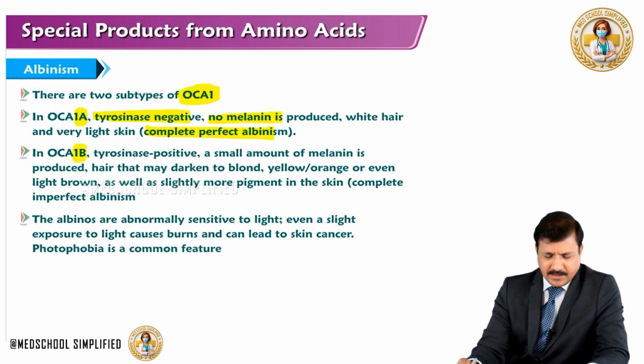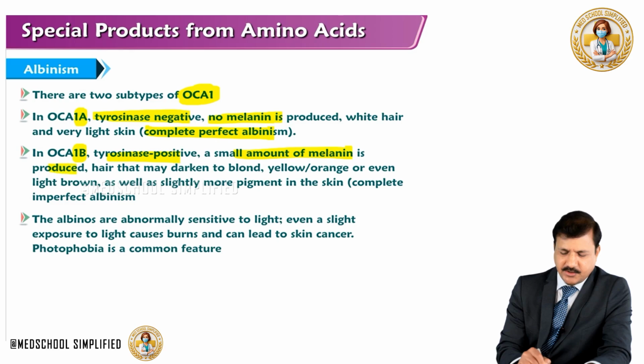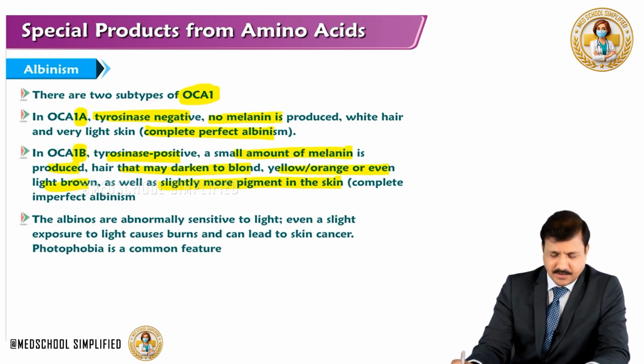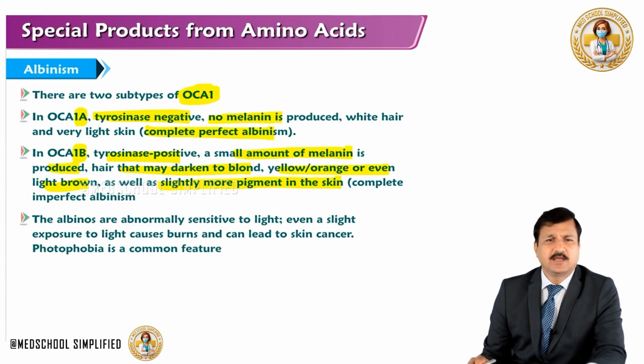Whereas 1B is tyrosinase positive, that means a small amount of melanin is produced. Hair may be darkened to blonde, yellow, orange or even light brown, and slightly more pigment in the skin can be seen. This type of albinism is referred to as complete imperfect albinism. So that is OCA1, it has 1A and 1B. 1A is complete perfect albinism and 1B is complete imperfect albinism.